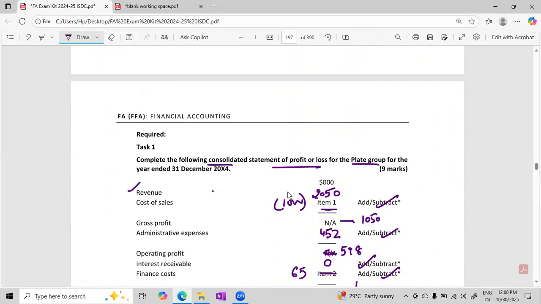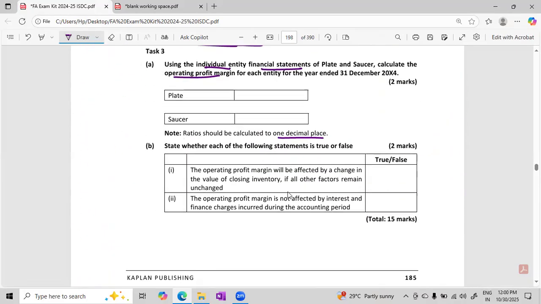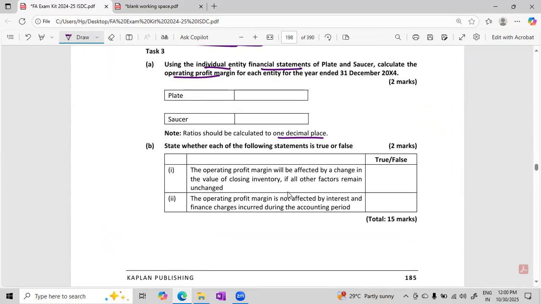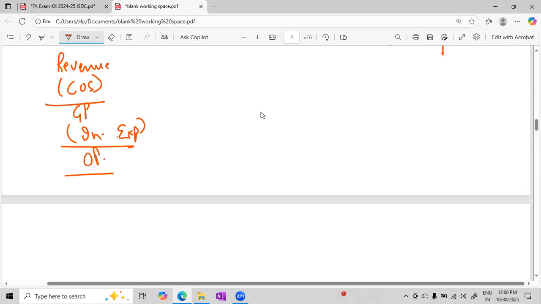Let's move further. I guess we are left with only one requirement now. We have to tell whether each statement is true or false. The first statement is: operating profit margin will be affected by a change in the value of closing inventory if all other factors remain unchanged. Let's understand this. When we calculate operating profit, we first write revenue, deduct cost of sales to get the gross profit figure, and then deduct indirect expenses to get operating profit.